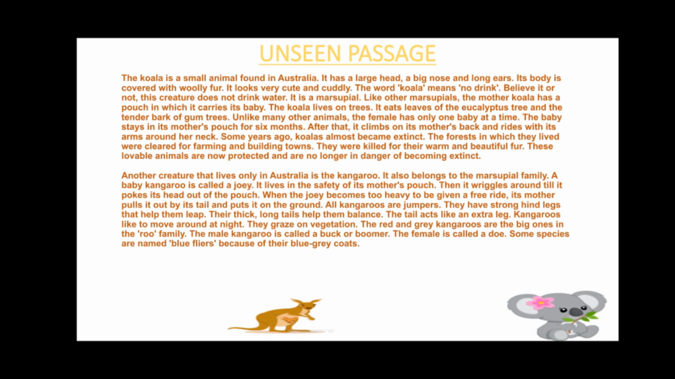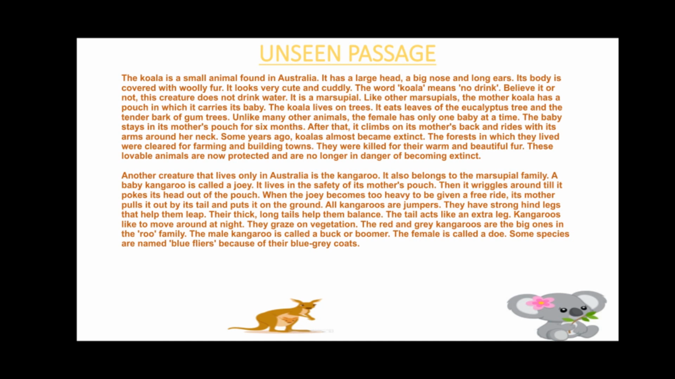All kangaroos are jumpers. They have strong hind legs that help them leap. Their thick, long tails help them balance. The tail acts like an extra leg. Kangaroos like to move around at night. They graze on vegetation. The red and grey kangaroos are the big ones in the roo family.